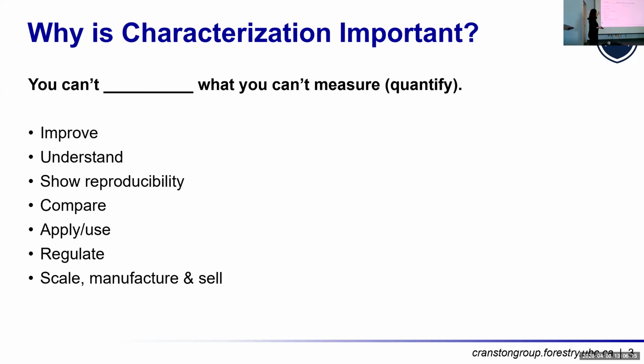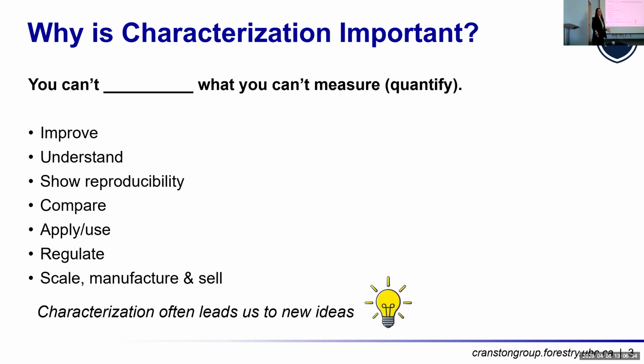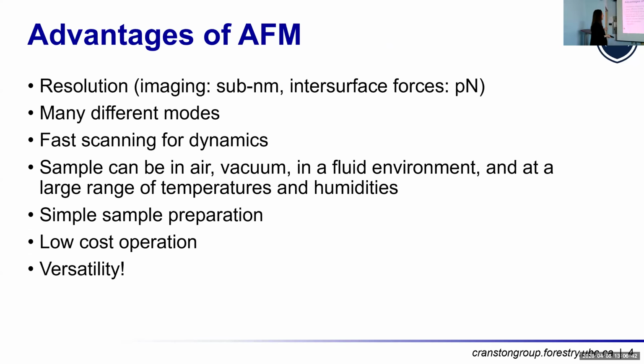So I have a short list here. We've named a bunch of them: improve, optimize, understand. Understanding's pretty key, and reproducibility is pretty key for publishing, and we know that's important. We can't compare, apply, use, regulate, scale, sell, make money off of, etc. But the really fun thing about characterization is it often leads us to new research ideas as well. So again, I have a deep passion for characterization. And I hope that today I can show you that AFM is a really unique, special, powerful, and versatile technique for characterization.